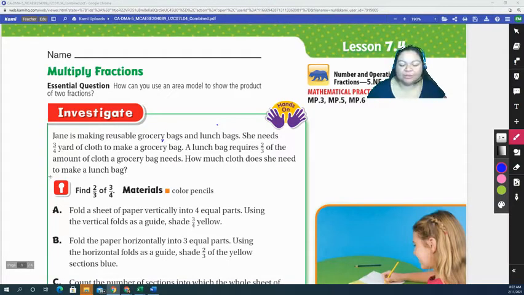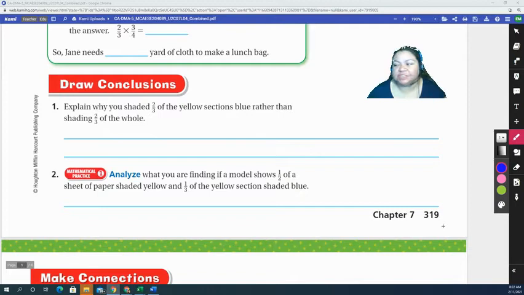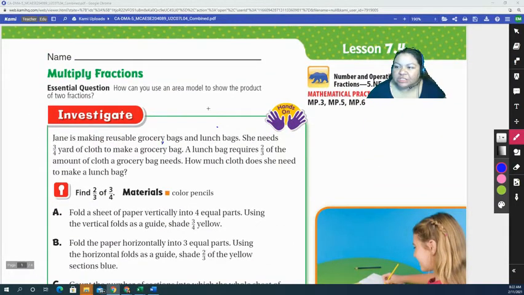Right, today we will be doing lesson 7.4. 7.4 is on page 319 of your chapter 7 book. We will be multiplying fractions. Our objective is, I'm going to type it here.